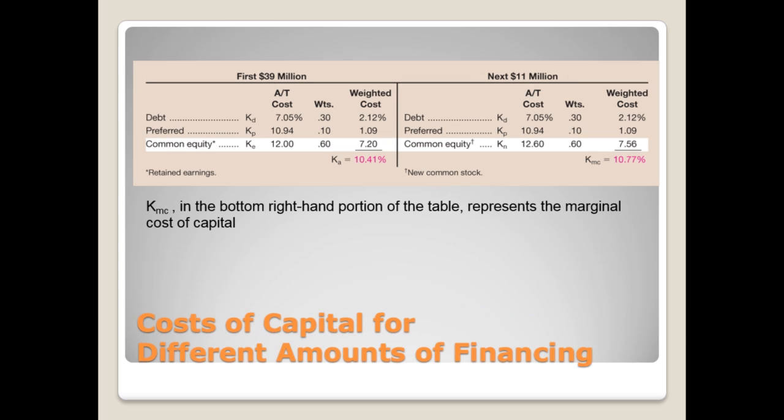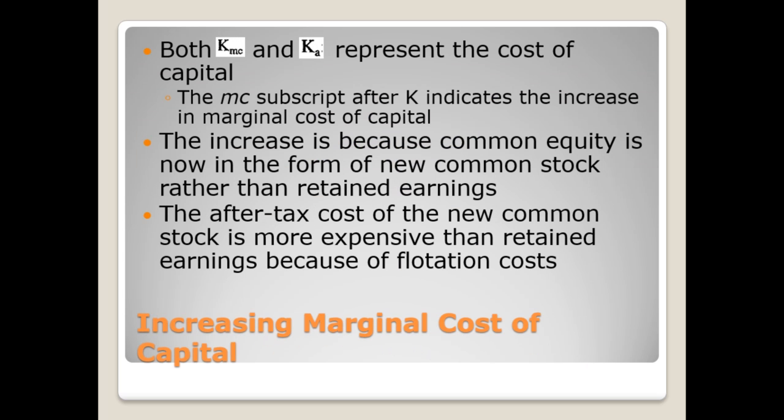Cost of capital for different amounts of financing. First 39 million and then the next 11 million. As you can see the calculation shown there. Both K and KA represent the cost of capital. The MC subscript after K indicates the increase in marginal cost of capital. The increase is because common equity is now the form of new common stock rather than retained earnings. The after-tax cost of the new common stock is more expensive than retained earnings because of flotation costs.